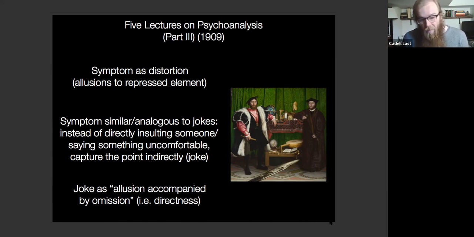So if you want to say something uncomfortable, if you want to say something insulting, if you want to say something that would basically harm another person's identity, a joke is a good way to do it in an indirect way, as it alludes to what you're trying to get to by omitting direct reference to it. And he's basically saying that the symptom here functions in a similar way, that the symptom is a distortion. What the patient is complaining about is not the real problem. What the patient is complaining about is a distortion of the real problem, and the free association is the path to that. The analytic work is a path to that.